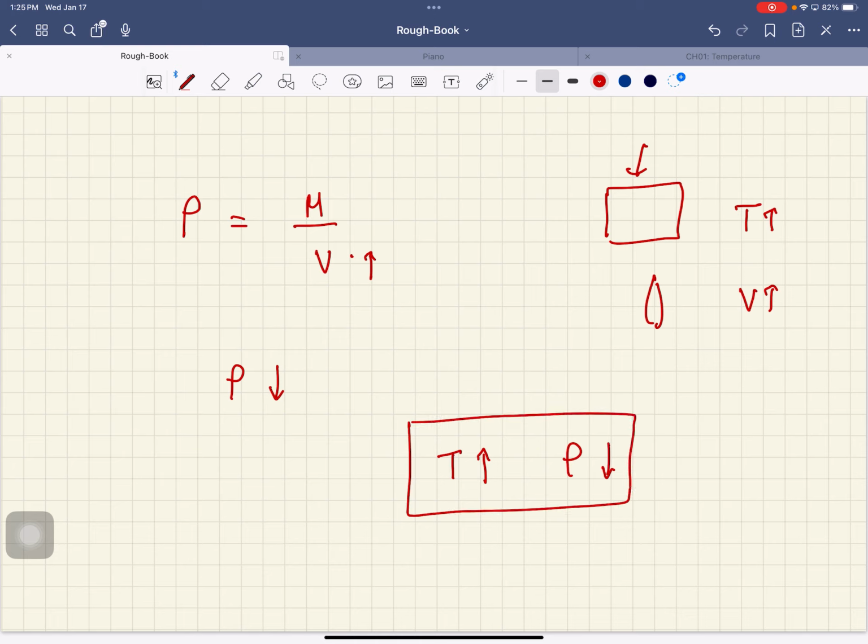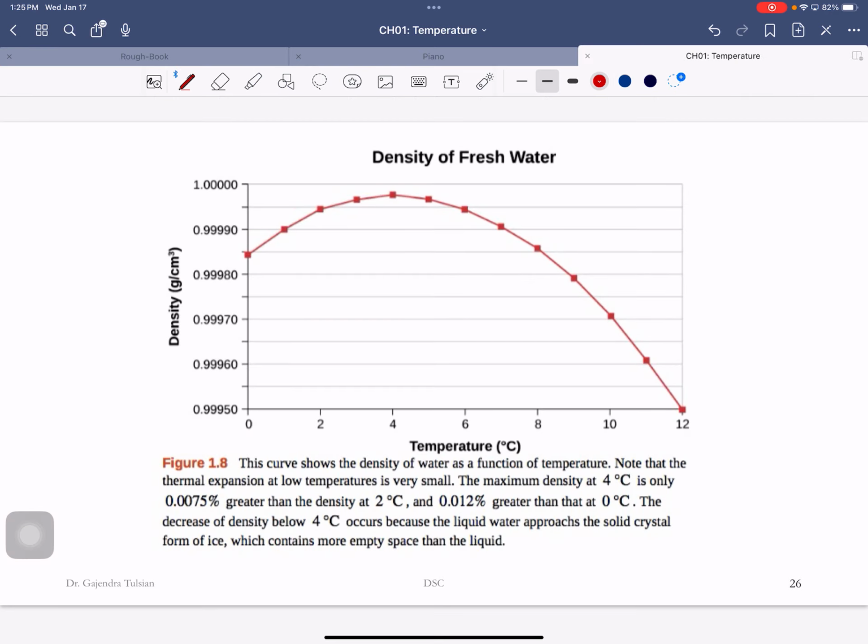All right, let's look at this graph. Here's the graph for fresh water, density against increasing temperature. Let's look at this part of the graph. You're increasing the temperature and the density is decreasing, so water is behaving normally. But let's look at this small window. You're increasing the temperature and the density is increasing. Crazy.